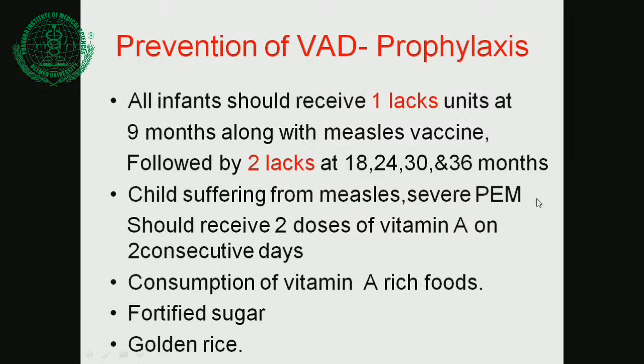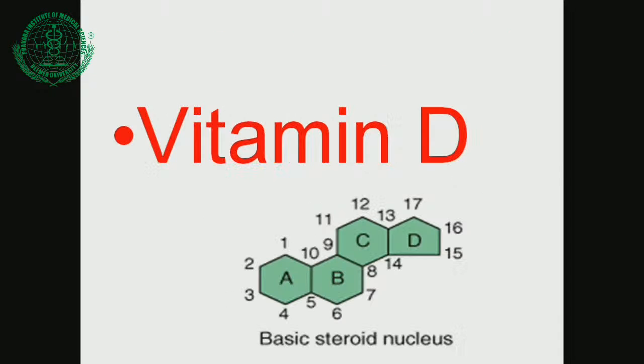Okay. There is also severe PM. Any child coming with severe PM, instead of 1 dose we give 2 doses of vitamin A. Then consumption of vitamin A rich foods, fortified sugar. Sugar is also fortified with vitamin A, and golden rice. Okay. Now we come to vitamin D.